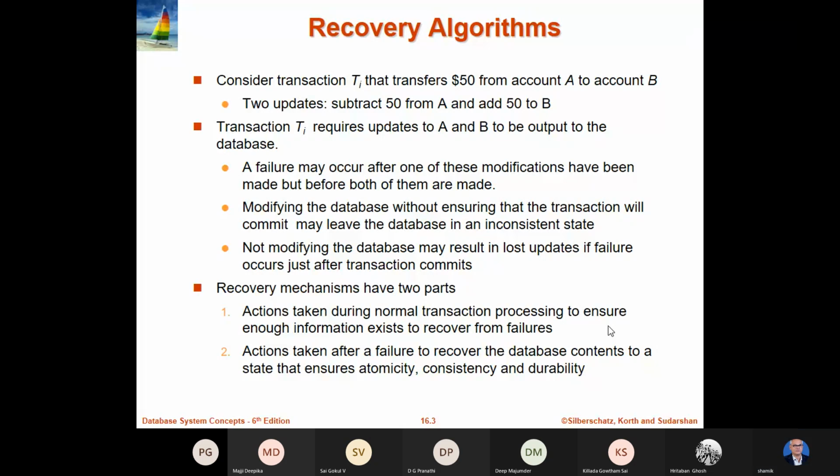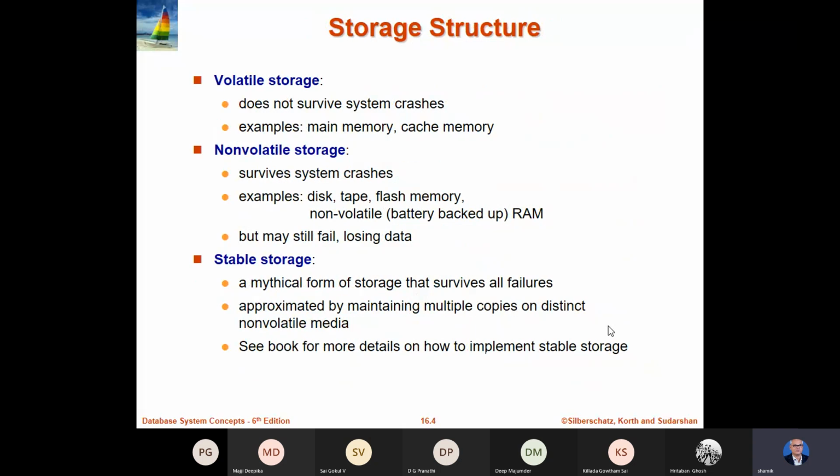So remember that this last bullet, the recovery mechanisms, indeed have two parts. One is the actions we need to take during normal transaction processing, which will ensure that enough information exists to be able to recover from failures. And the second part, because we have taken action during the normal execution, is that when there is a failure, we will be able to take a well-defined set of actions to ensure that the properties of atomicity, consistency, and durability are maintained.